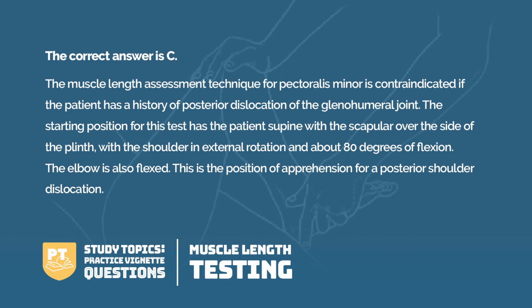So the starting position for this test has the patient supine with the scapula over the side of the plinth and the shoulder in external rotation and about 80 degrees of flexion. I encourage you to look this up if you can't really make a clear picture of what this looks like. The elbow is also flexed. So in this position, this is pretty much identical to the position for the apprehension test for posterior shoulder dislocation. And so that's why we avoid testing the muscle length of pectoralis minor if there is a history of posterior shoulder dislocation.